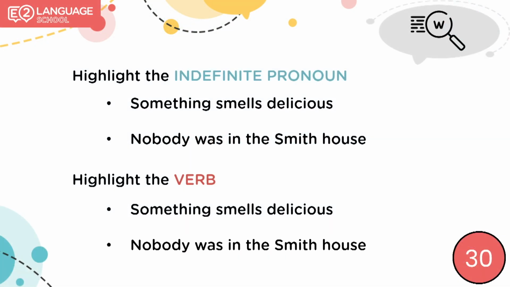Our first activity is a highlighting activity. You need to look at these two sentences. Something smells delicious. Nobody was in the Smith house. And you need to highlight the indefinite pronoun and the verb. You've got 30 seconds to do this.